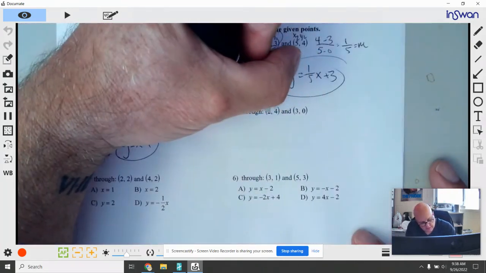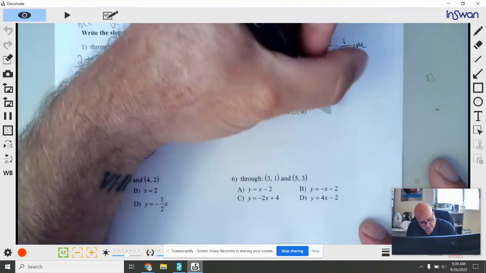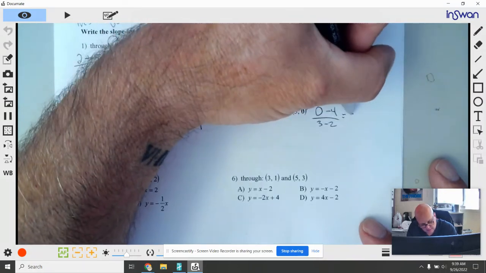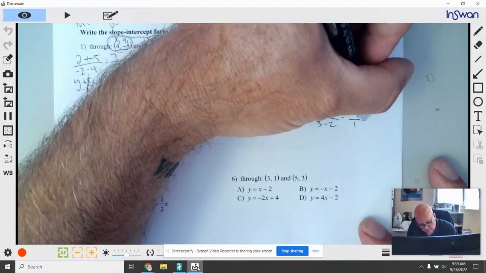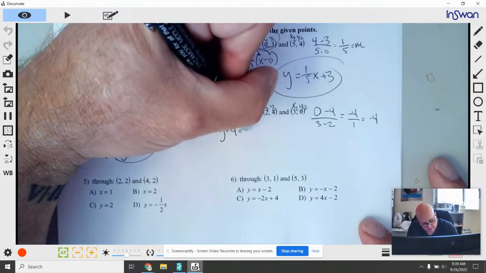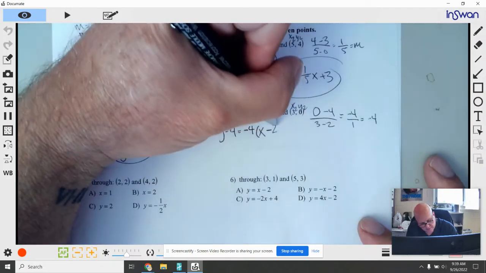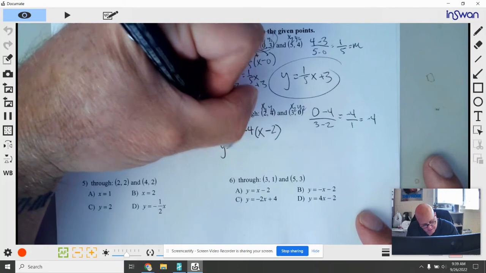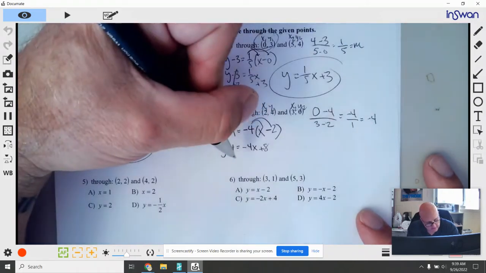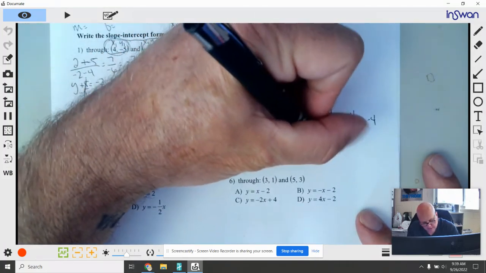All right, number 4. Last one we're going to do together. Label them x sub 1, y sub 1, x sub 2, y sub 2. So I'm going to set it up as 0 minus 4 over 3 minus 2. So we have negative 4 over 1, which reduces down to negative 4. Okay, y minus 4 equals, my m is negative 4, times the quantity x minus x sub 1, which is 2. Okay, so I get y minus 4 equals negative 4x plus 8 when I distribute that. And then I'm going to add 4 to finish it off. So it simplifies to y equals negative 4x plus 12.